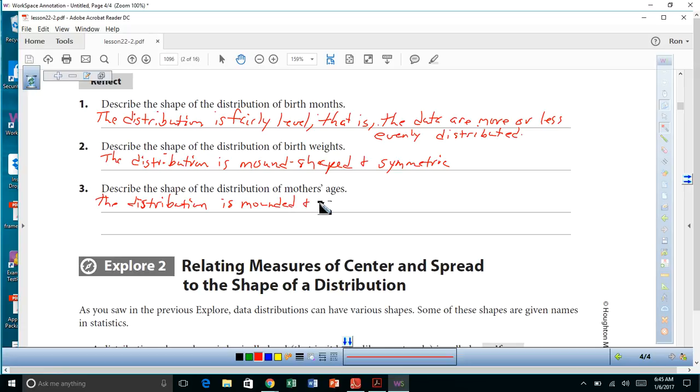Mounded and asymmetric. That is, the tail trails off. More to the right than the left.